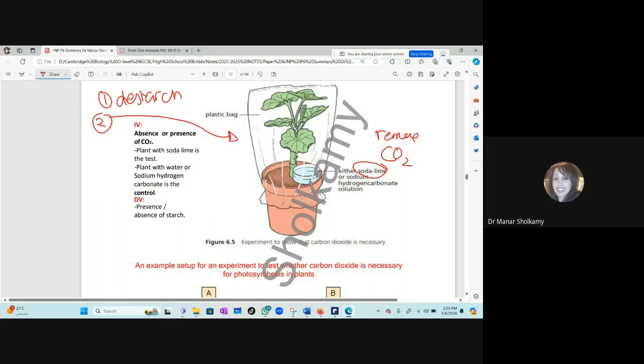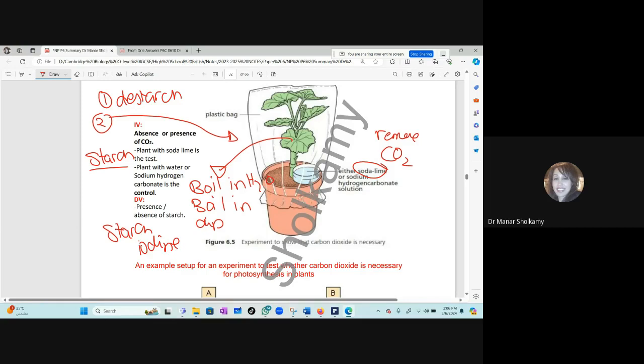After I put it in the sun, I will come back after 2 days and then I will test for the presence of starch. But before I do that, I have to prepare it. I will take 1 leaf. I will first boil it in water to remove the waxy layer, and then boil it in alcohol or ethanol to remove the chlorophyll so I can see, and then dip it in warm water so it's nice and soft. And after I finish all those steps, only then can I test for the presence or absence of starch by adding iodine. Is what I'm saying clear?